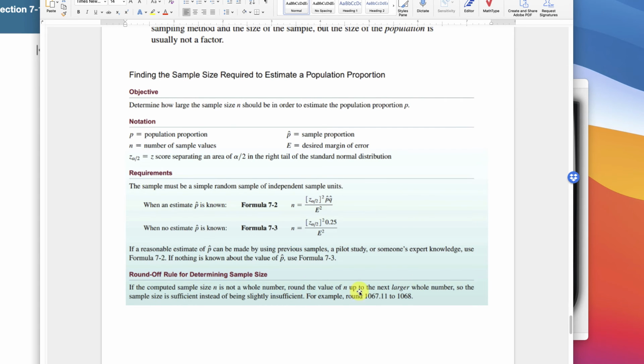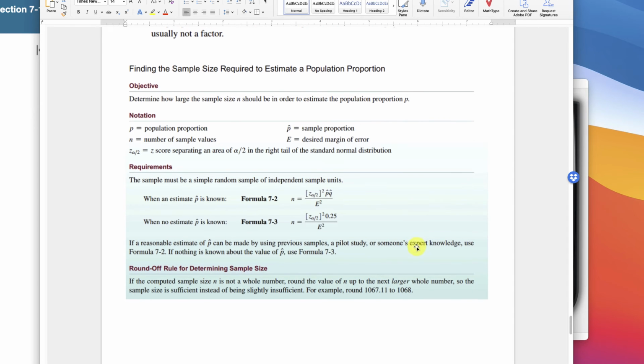So, round off rule: if the computed sample size n is not a whole number, so when you calculate n after all this, it's not whole, you always round up to the next larger whole number. So for example, if it's 1067.11, you actually need a next person, right? You need 1068 people.